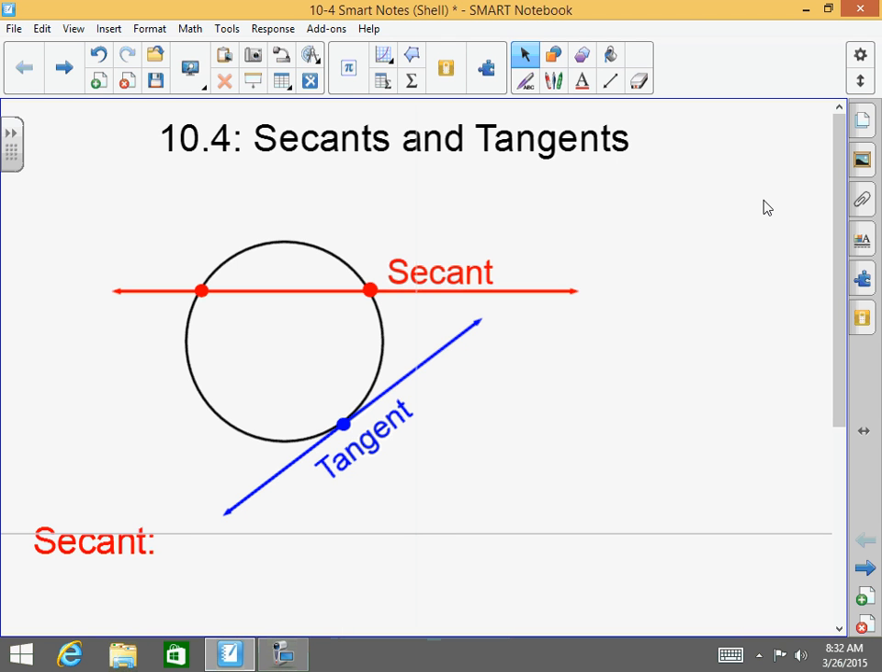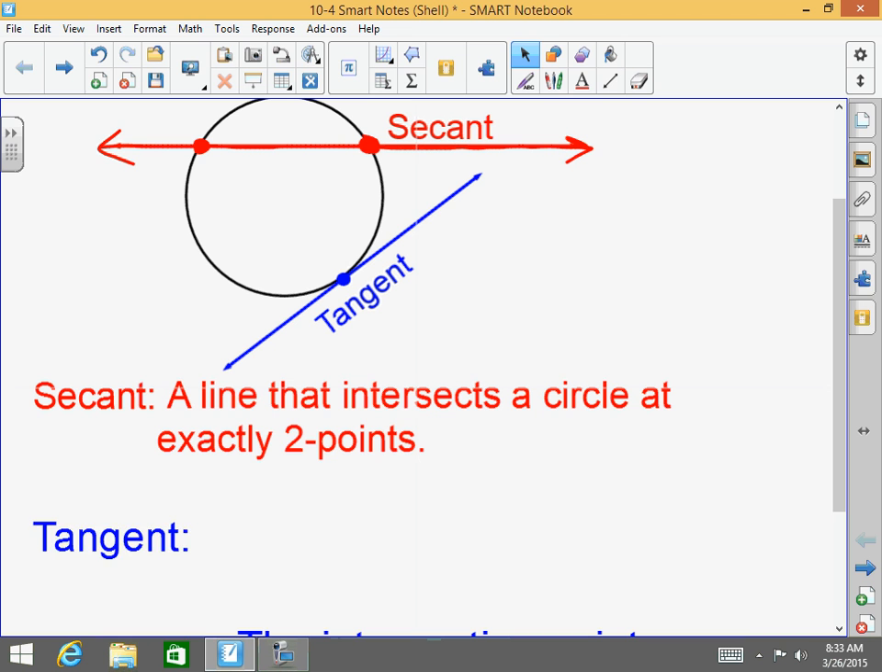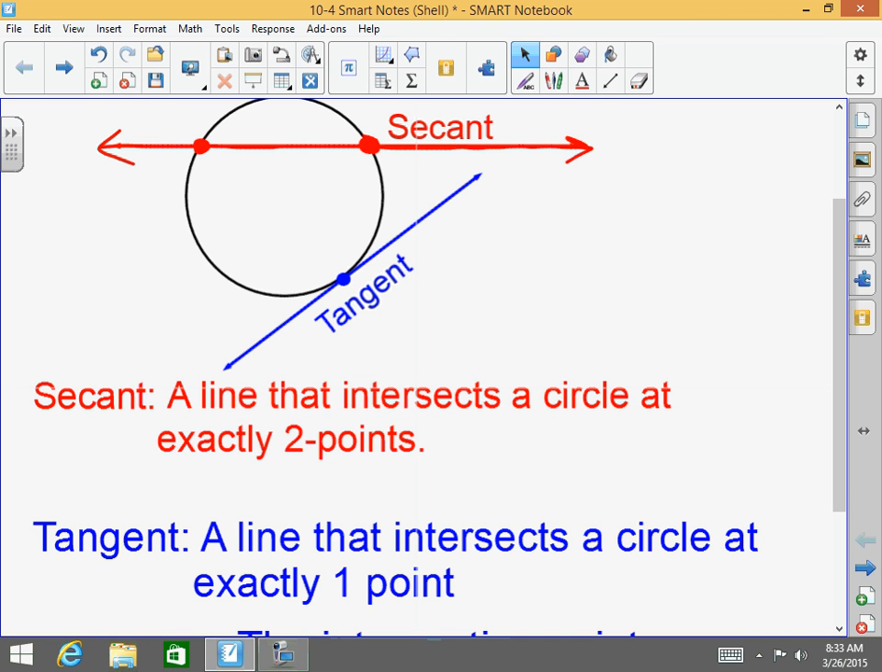So let's get right to it. A secant is a line that intersects a circle at exactly 2 points. Exactly like the secant that I have right here in front of us. This line intersects at 2 points. So that's a secant, a line that intersects a circle at 2 points. A tangent is a line that intersects a circle exactly at 1 point.